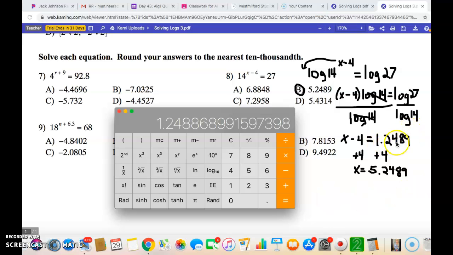So from that number, your logs are gone. That's the beautiful property here. You're left with x minus 4 equals that number. Right, so just add 4 over, and you get your answer, which is choice B.